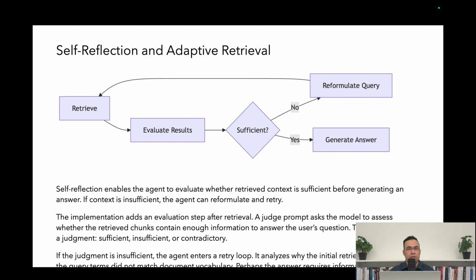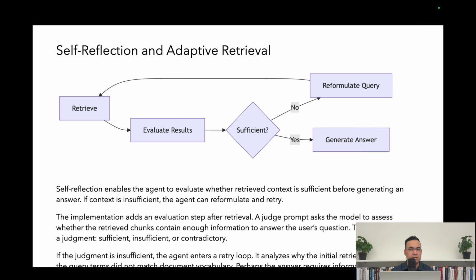Let's talk about self reflection, which enables the agent to evaluate whether retrieved context is sufficient before generating an answer. The implementation adds an evaluation step after the retrieval. A judge prompt asks the model to assess whether the retrieved chunks contain enough information to answer the user's question. The model outputs a judgment: sufficient, insufficient, or contradictory. If the judgment is insufficient, the agent enters a retry loop and analyzes why the initial retrieval failed. Perhaps the query terms did not match the document vocabulary.